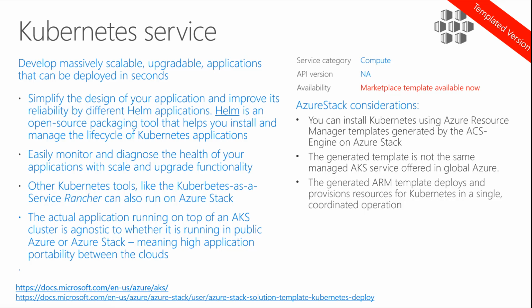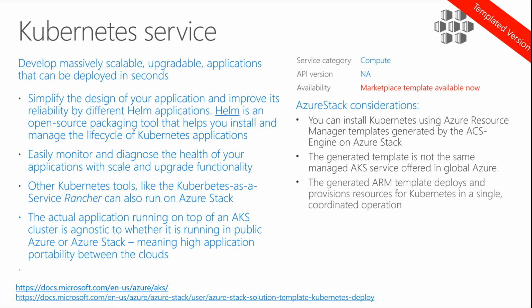Kubernetes service, again, we talked about this in a couple links here. It is a templated version. This is in the marketplace now. And so a couple other things that we didn't mention about it. Helm is actually an open source packaging tool that helps you install and manage the lifecycle of Kubernetes applications. And we can use other tools also, such as Kubernetes as a Service, Rancher can also run on Azure Stack.